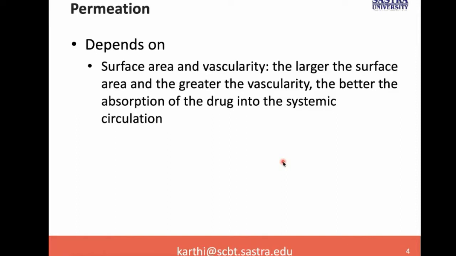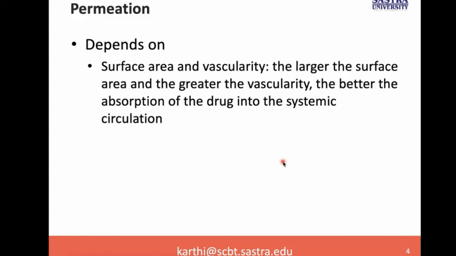So this is how the surface area and vascularity can contribute to permeation. One example we can take here is the stomach and intestine. The surface area of the stomach will be lesser compared to the intestine. You know the structure of the intestine, right? It has a larger surface area. So obviously we can expect more drug molecules to be absorbed in the intestine compared to the stomach, based on its surface area.